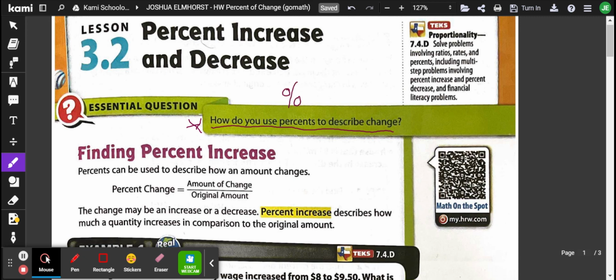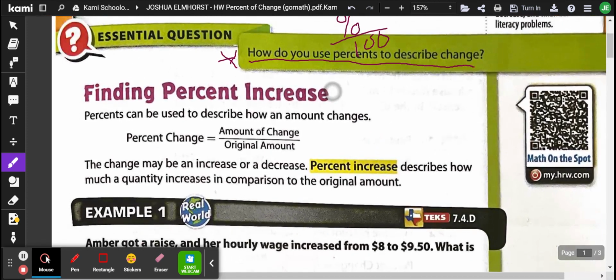Percent is a representation of a number out of 100. Finding the percent of change, the increase or decrease, percents can be used to describe how much something changes, the amount of change. The percent of change, how we're going to calculate it, is we're going to take the change and divide the change by the original price or the original number that it started at.